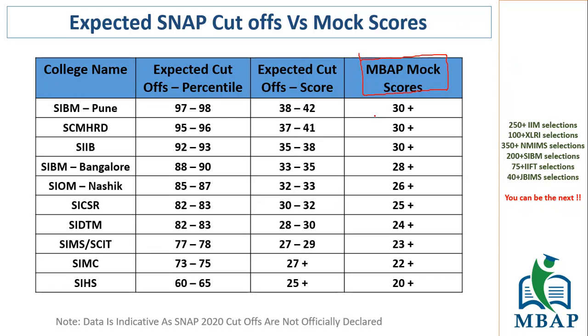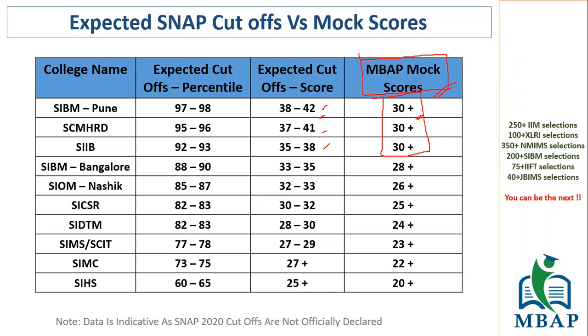Now, although the expected cutoff is different for the top 3 colleges, I still put a 30 plus here. Why? Because the mocks that we have given you, and even for other institutes, people who are giving IMS or CrackU, most of the institutions, including MBAP, keep it on a little difficult side, expecting the paper to be easier than that. Because it's the first year that they are conducting it in this particular manner, we are expecting the cutoffs to be around this.